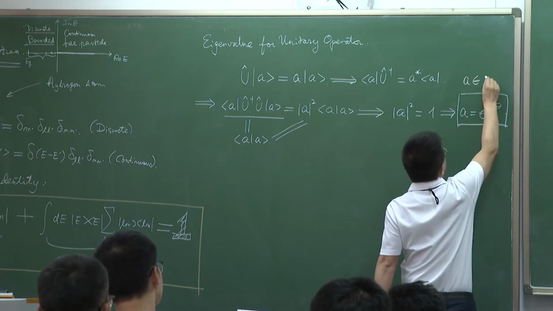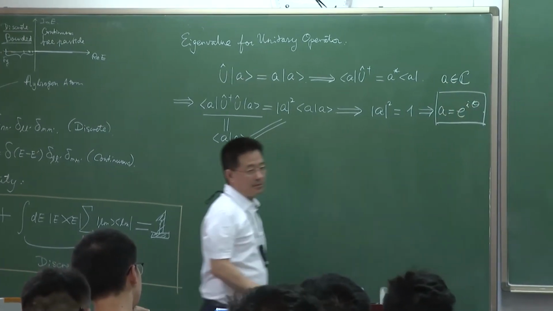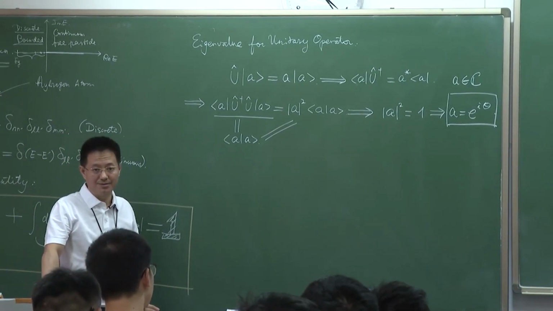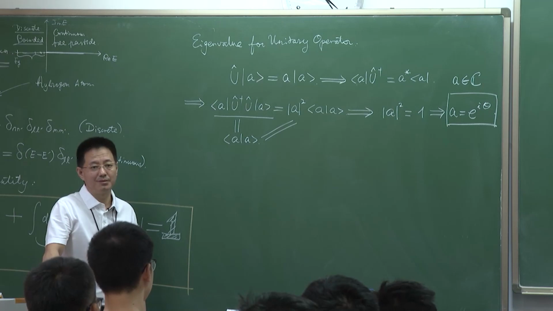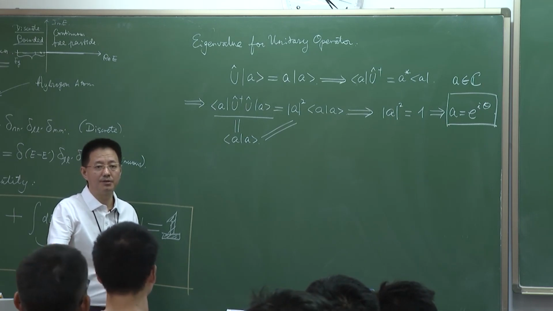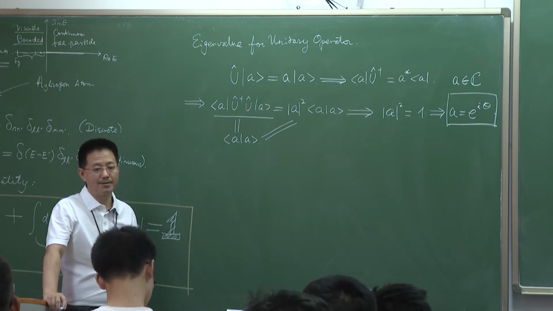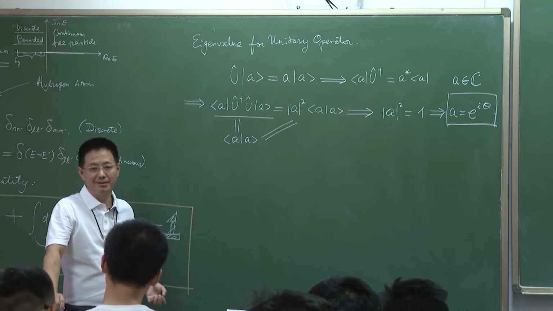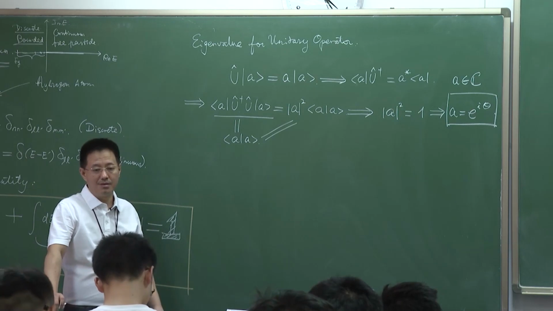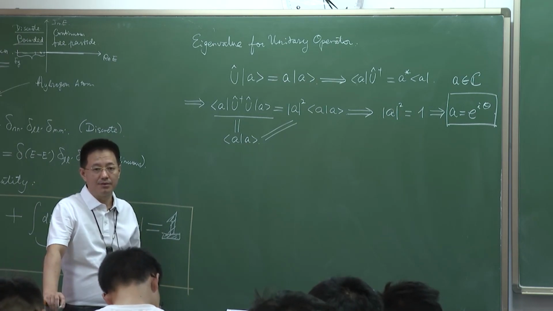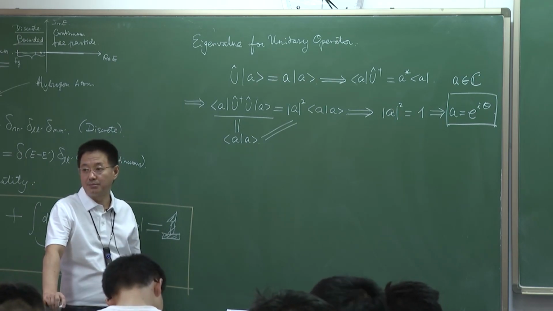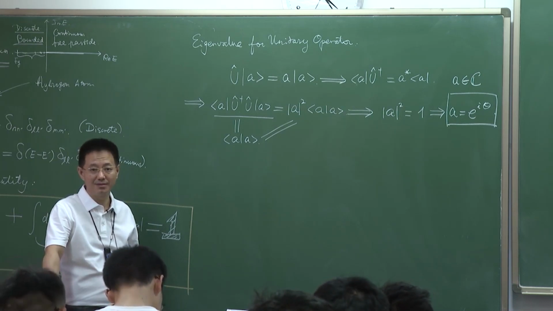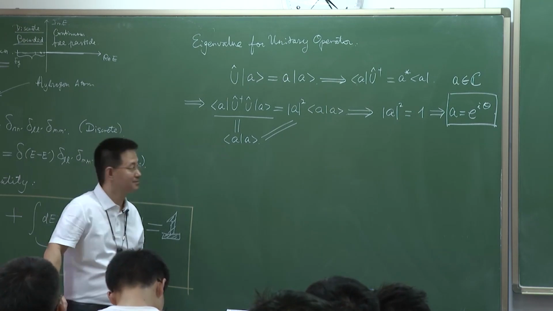A belongs to the complex numbers, with what? The absolute value of a should be unity. So you can have a unit circle in a plane, and that is the set of values of the eigenvalues of the unitary operators in the complex plane. Okay, you got it? Yes? Okay, good.